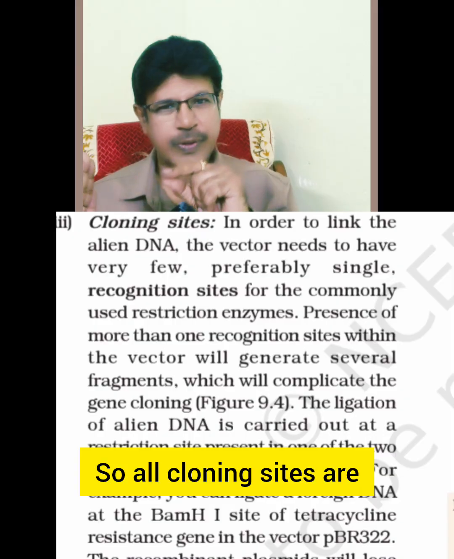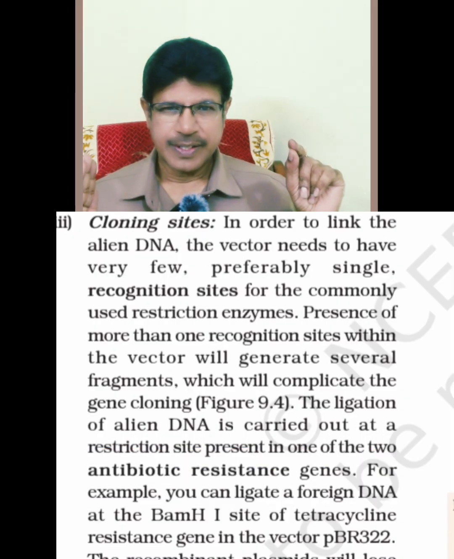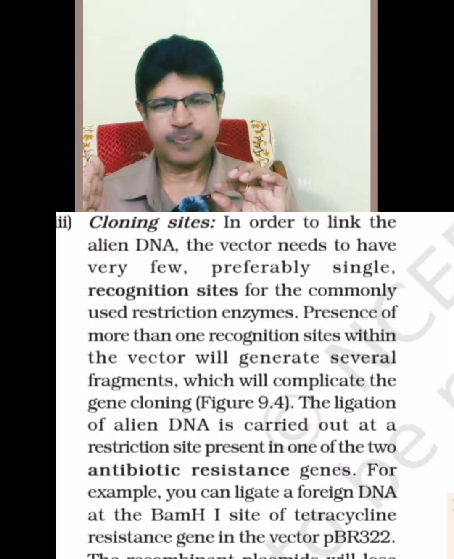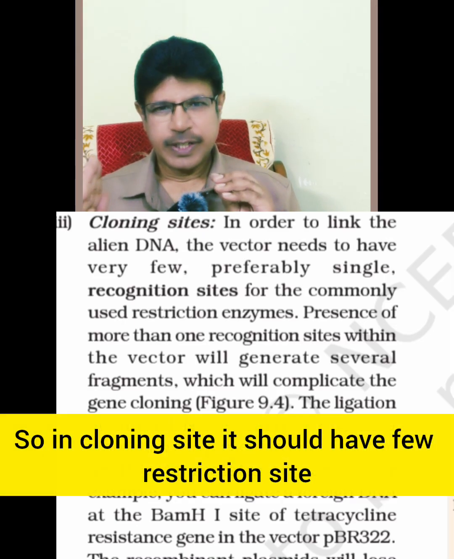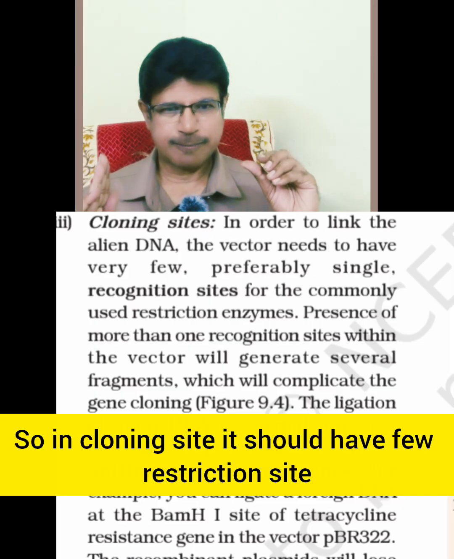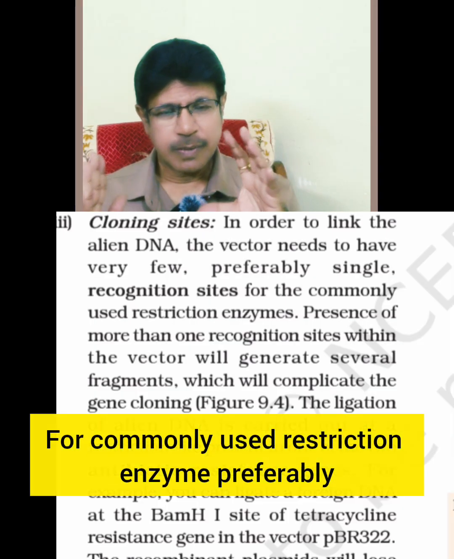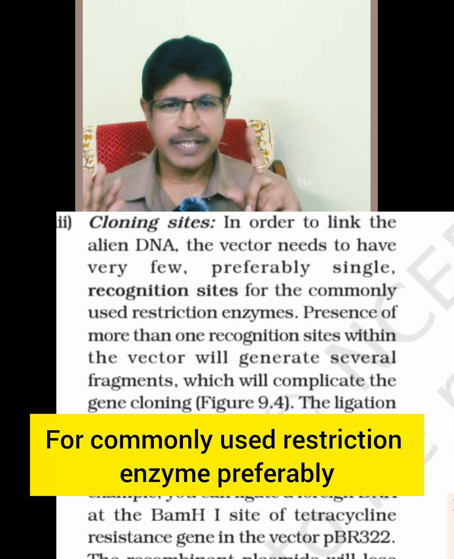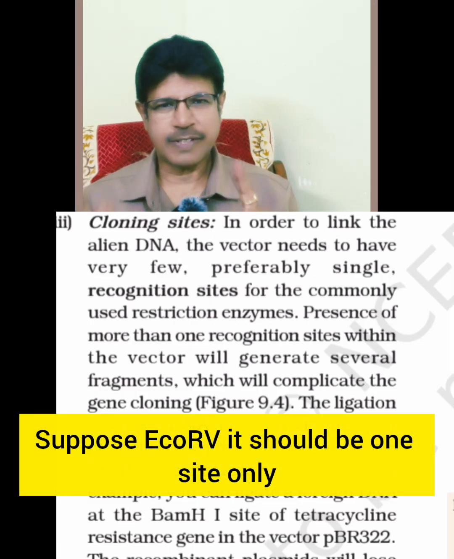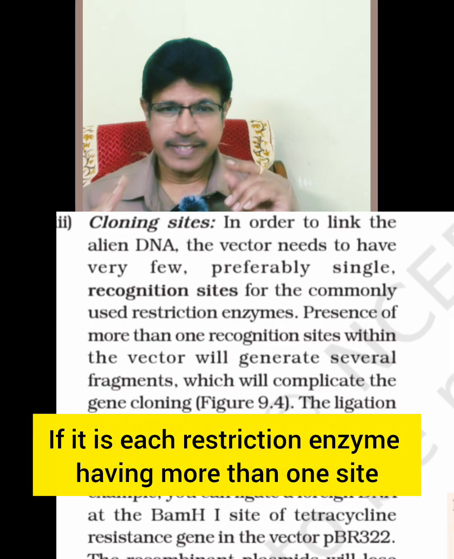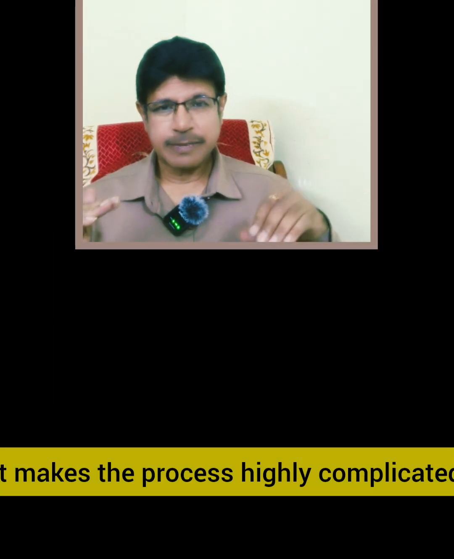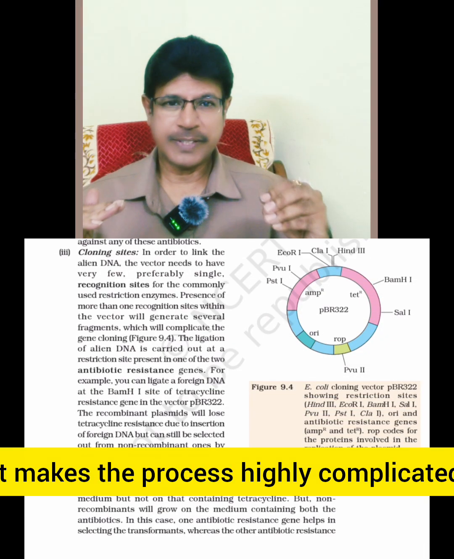So all cloning sites are restriction sites, but all restriction sites are not cloning sites. So a cloning site should have few restriction sites. For commonly used restriction enzymes, preferably one site for one enzyme. Suppose EcoRI, it should be one site only. If each restriction enzyme has more than one site, it makes the process highly complicated.